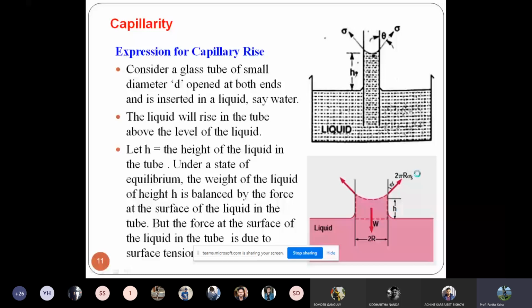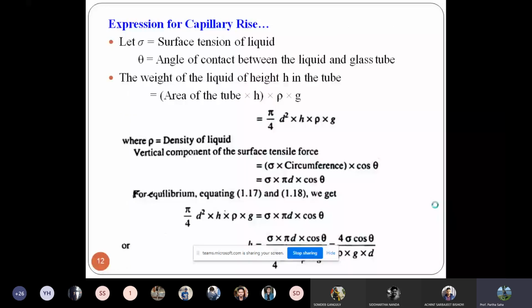Here the surface tension force tries to pull the liquid up, and it creates an angle of contact theta between the liquid and the glass tube. The surface tension force is the circumferential length times the surface tension. Now the circumference is 2 pi r or pi d, and since it makes a contact angle of theta, this component will be cos theta.